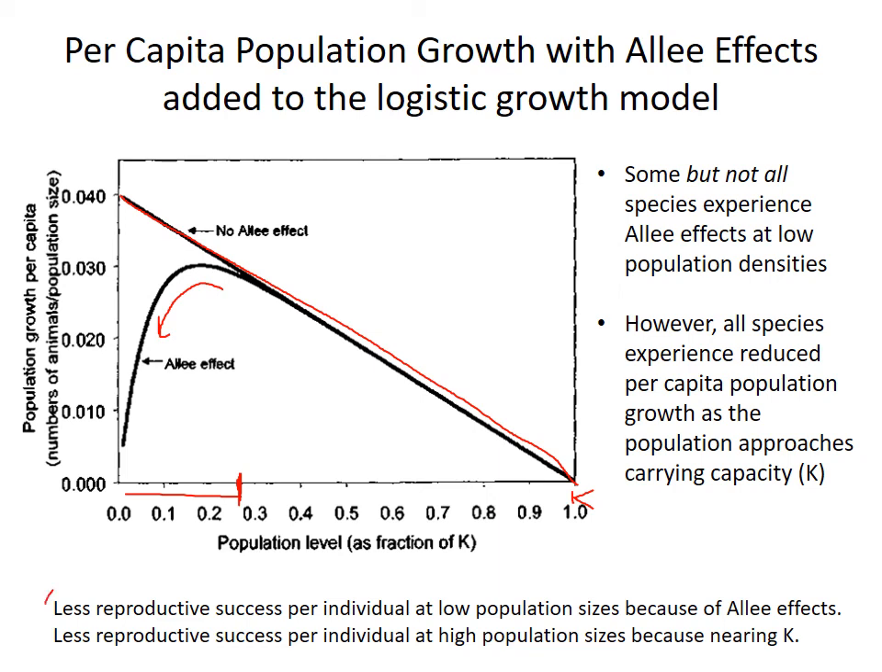So to summarize, in a population with Allee effects, there's less reproductive success per individual at low population sizes because of the Allee effects. But for all populations, whether they experience Allee effects or not, you have reduced reproductive success at high population densities because of the carrying capacity thing. So all populations experience reduced population growth rate at the high end because of the carrying capacity issue, which is true for all organisms, but only some organisms, depending on their reproductive mode and other aspects of their biology, also experience reduced population growth rates at low population densities, and those that do, we call it Allee effects.